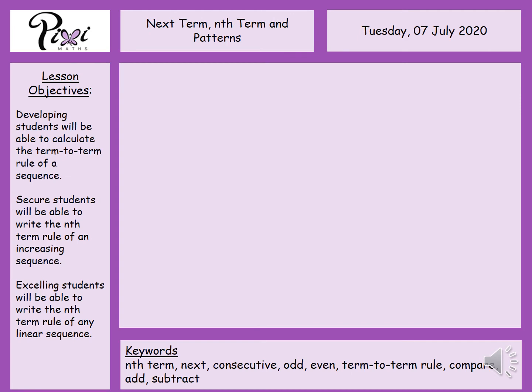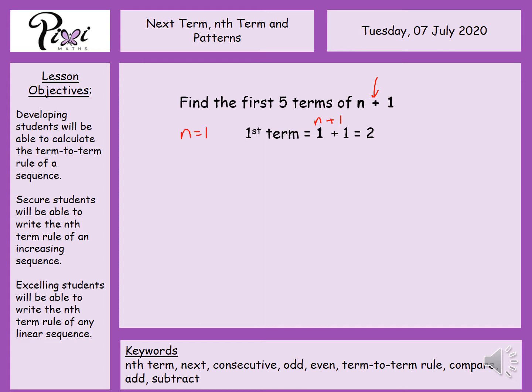What we're going to be doing in today's lesson is looking at an algebraic formula and seeing how we can work out the sequence from that formula. The first one we're going to look at, you'll get a question like this: find the first 5 terms of the sequence n plus 1. What we need to do is substitution. For the first term, we do n plus 1, and because it's the first term, n equals 1. So we end up with 1 plus 1, which is 2.